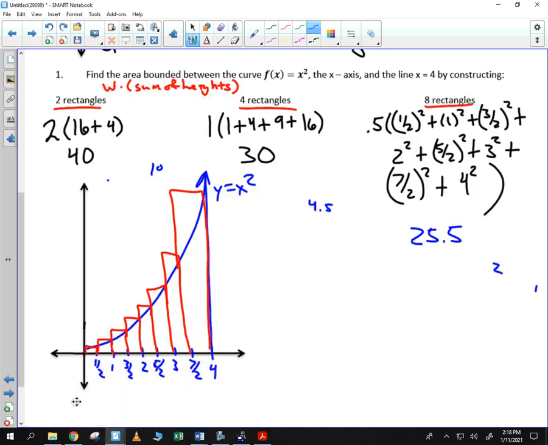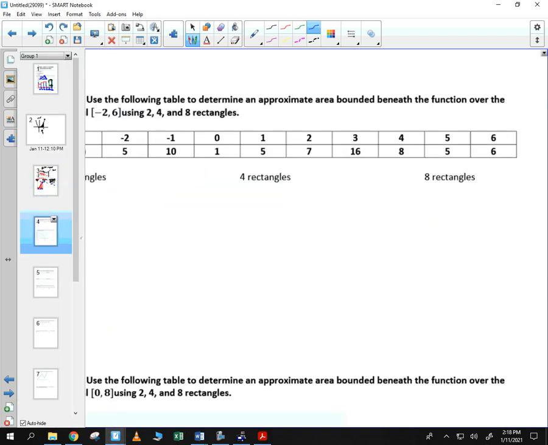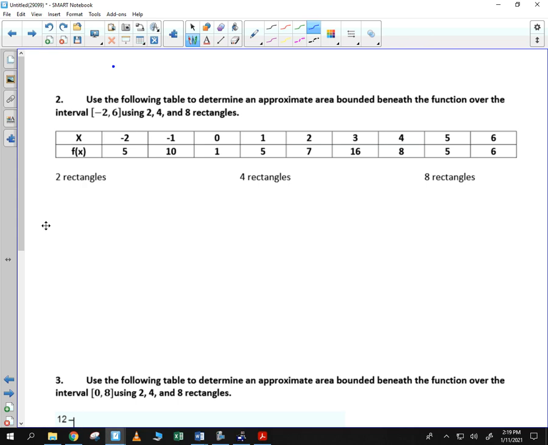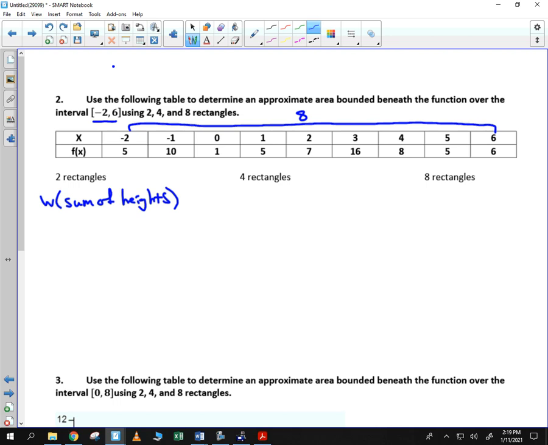So we are given a function, but what if we're not given a function? What if we are given a table? It says use the following table to determine the approximate area bounded beneath the function over the interval -2 to 6 by using 2, 4, and 8 rectangles. So we still have the same idea. We have the width times the sum of the heights. That's what we're trying to accomplish here. And to go from -2 all the way over to 6, that's a distance of 8. So if we make 2 rectangles, that means that the width is going to be 4.